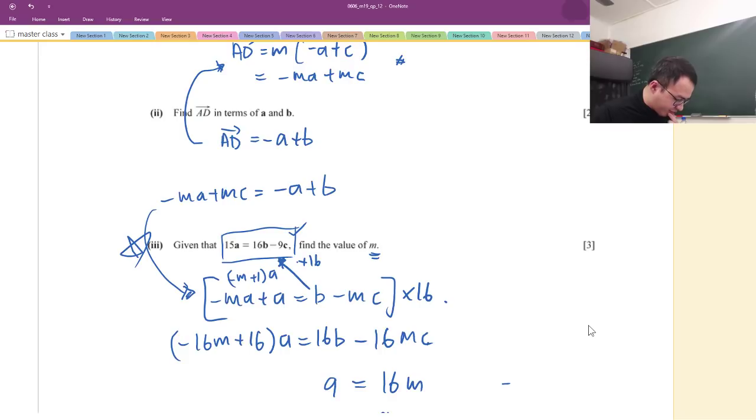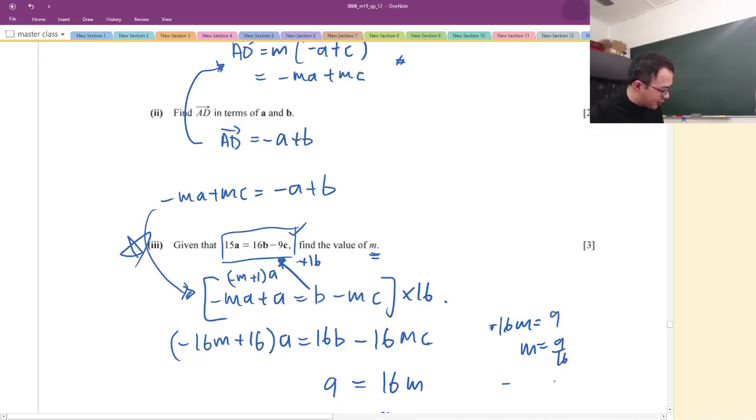But I couldn't find it. Oh, yeah, this is minus MC plus A. 16M equals to negative 9. 16M equals to 9. M equals to 9 over 16.